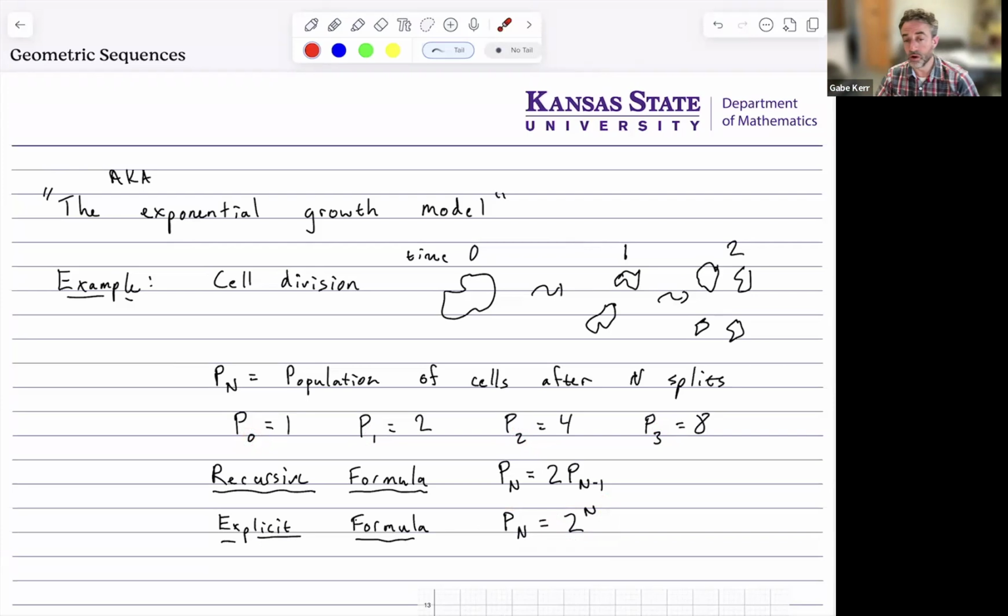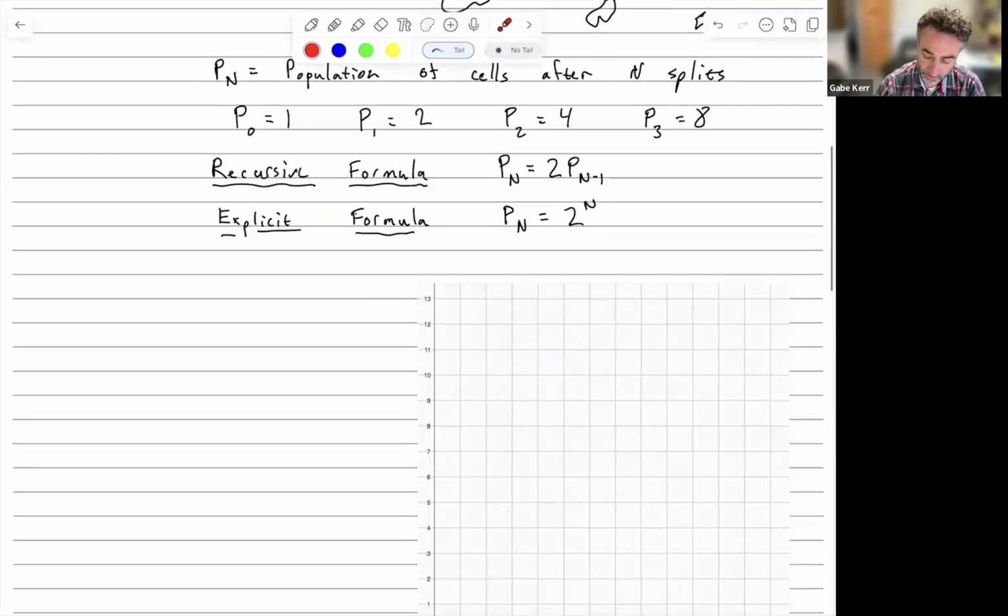Now, if we had not started with only one cell, if we had started with 5 cells, then you would see that the next step would be 5 times 2, and the step after that would be 5 times 4. In other words, you would have multiplied each term in the sequence by that starting number of cells. And that gives you a general definition of a geometric sequence, which I'll give here.